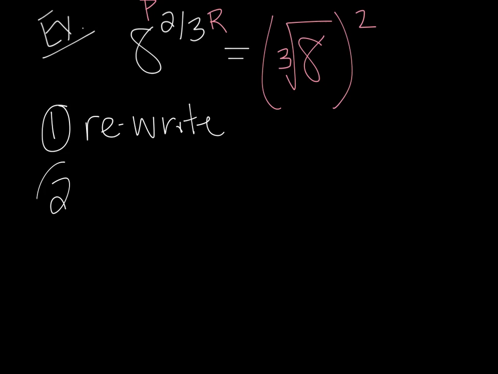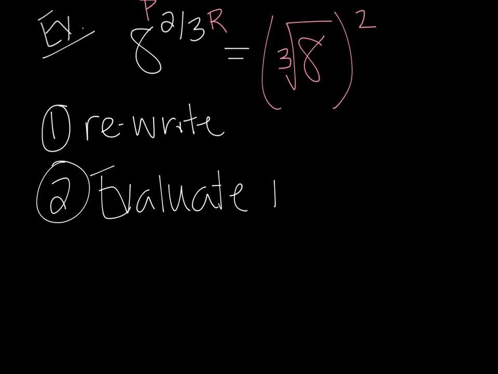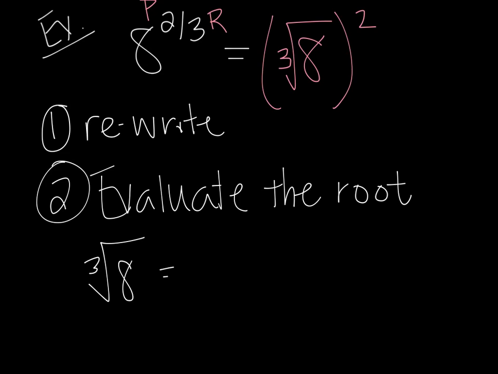So then our second step will be to evaluate the root. Because when we're taking roots of things, we're getting smaller numbers, and it's easier to do that first than to do the power. So to evaluate the root, we need to know, well, what is the cubed root of 8? So now we got to figure out, well, how do we do roots that aren't square roots?